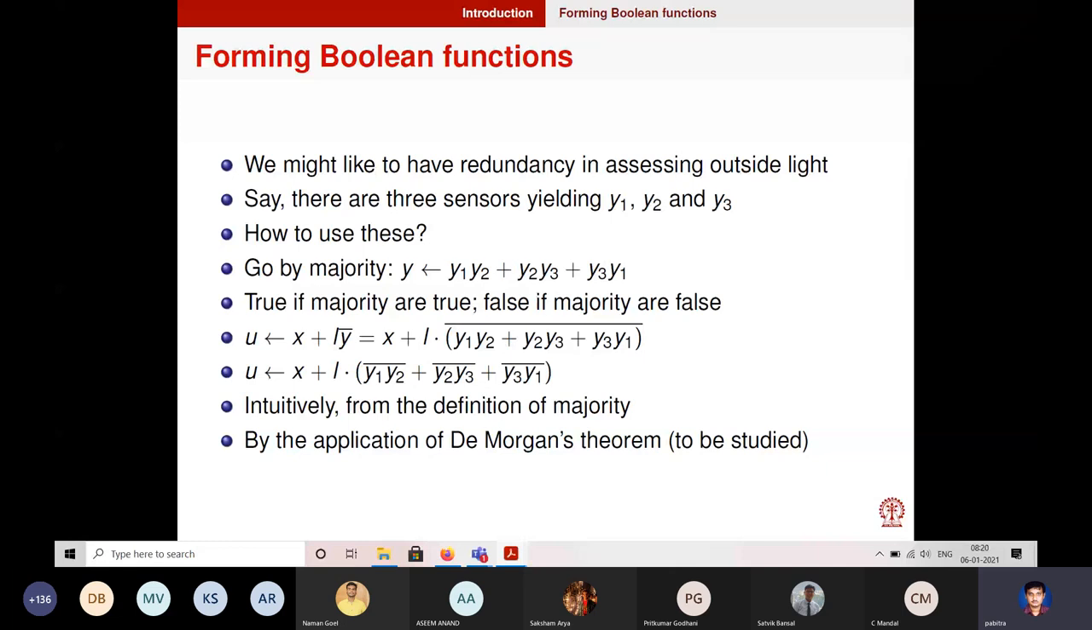And we'll see that this is equivalent, the bar on the entire OR expression is equivalent to bar on the individual terms in the OR expression with a plus in between. Okay, with a plus in between.